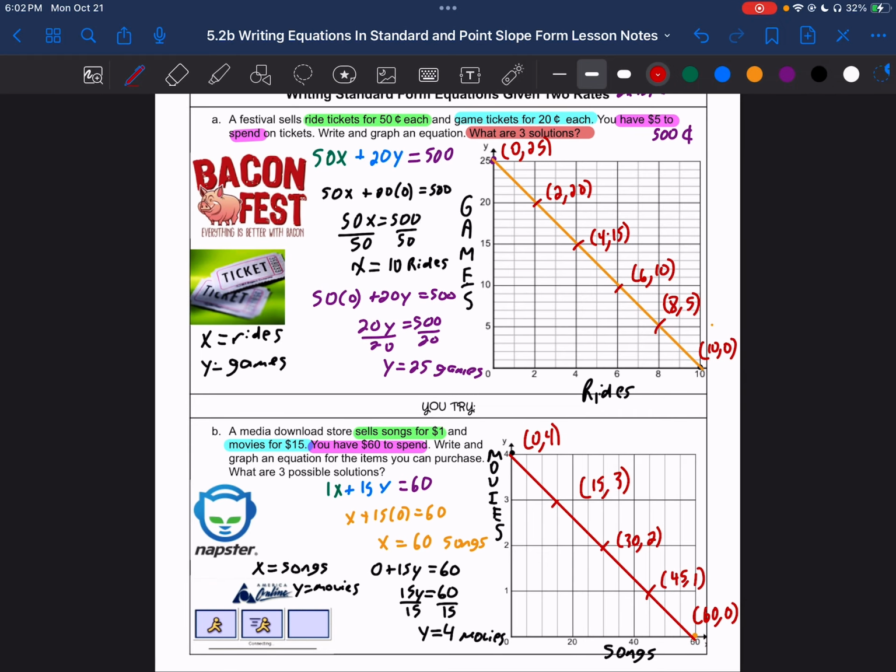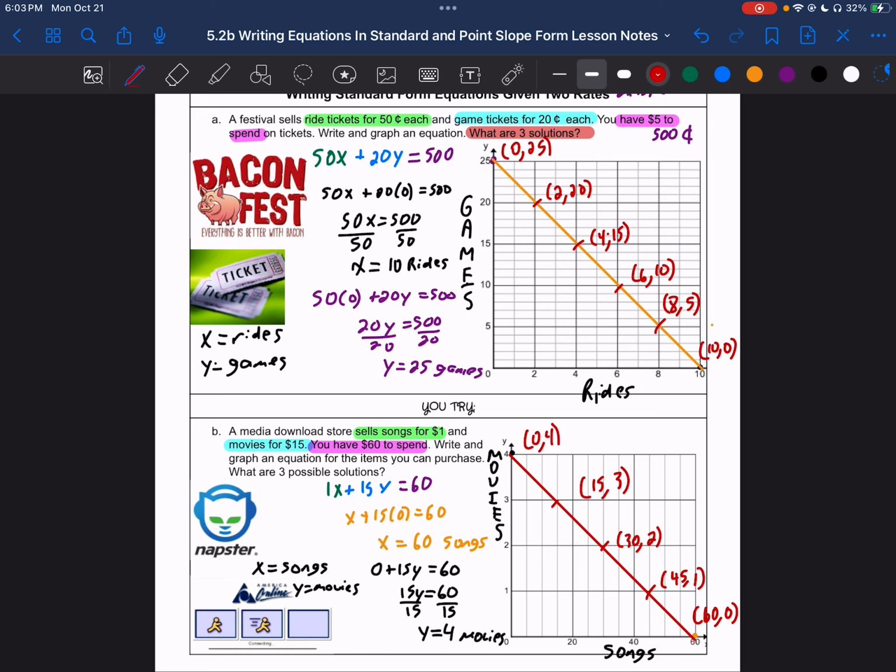So standard form, one of its most useful scenarios is when you are given 2 rates relating the same variables. In both of these, we're talking about money, we're talking about dollars, we're talking about cents, and we're relating it to buying a product, and you have a certain amount to spend for both of them combined. So they are limiting factors to one another of how much you're able to spend in combinations of those 2 items that you're purchasing in order to stay within your budget that you've been given.